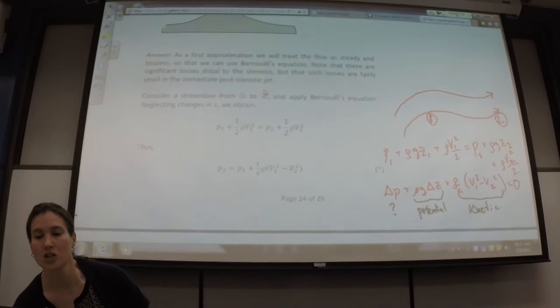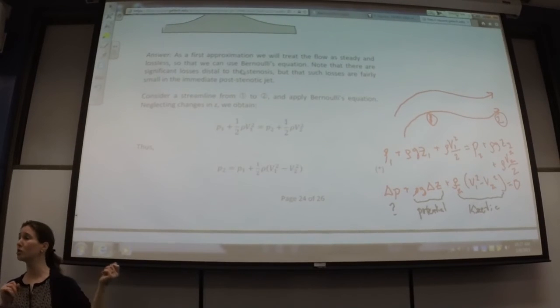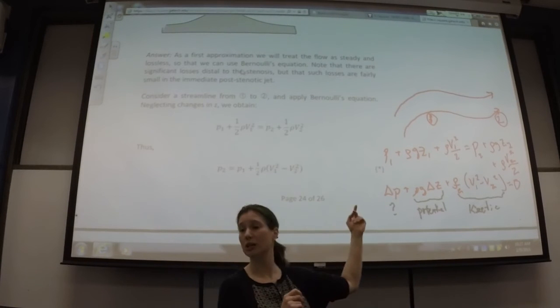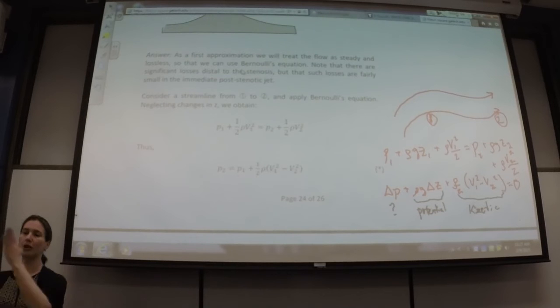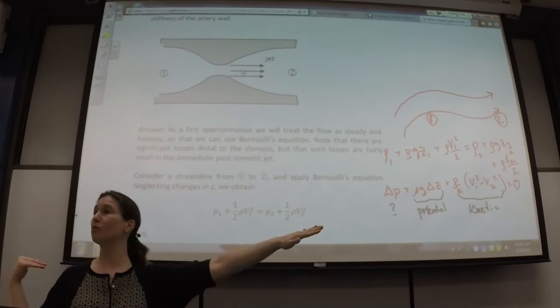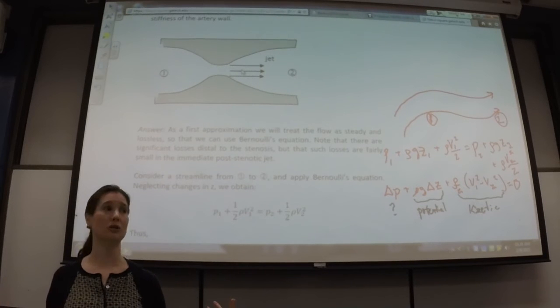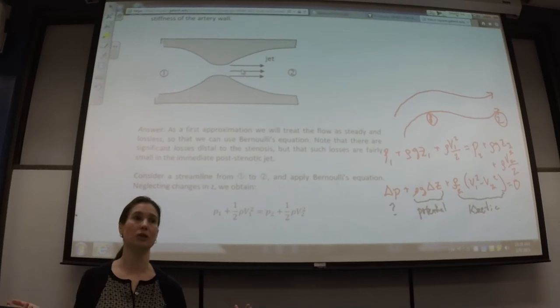Okay, so if we want to consider a streamline from point 1 to point 2, and we want to apply Bernoulli's equation here, we're going to first say, all right, if we're looking at point 1 to point 2, we're looking at a horizontal flow, we can ignore the z term. So gravitational forces are not playing a role in the way this fluid is moving.